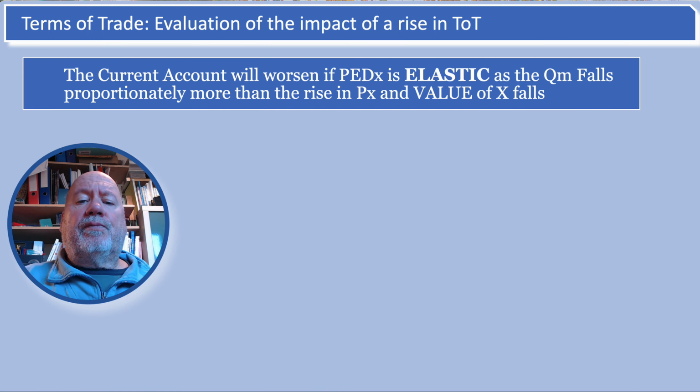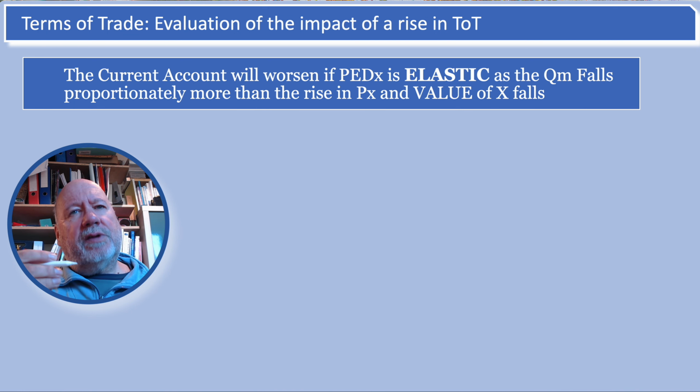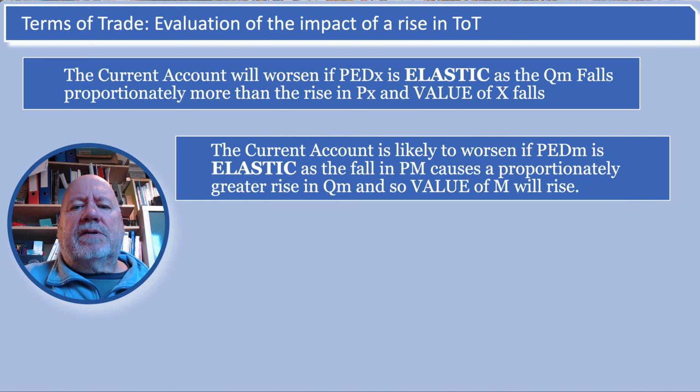Lastly, remember, the current account will worsen if the PED is elastic. So you can go back to what we were just saying. If the price of the exports rise, and we lose a lot of demand for them, then the value of exports is going to go down. The current account is going to worsen if the PED of imports is elastic. In other words, we drop the price of imports coming into our country, but there's a massive increase in the quantity of imports, so therefore the value is going to rise. So it's not going to improve the current account.